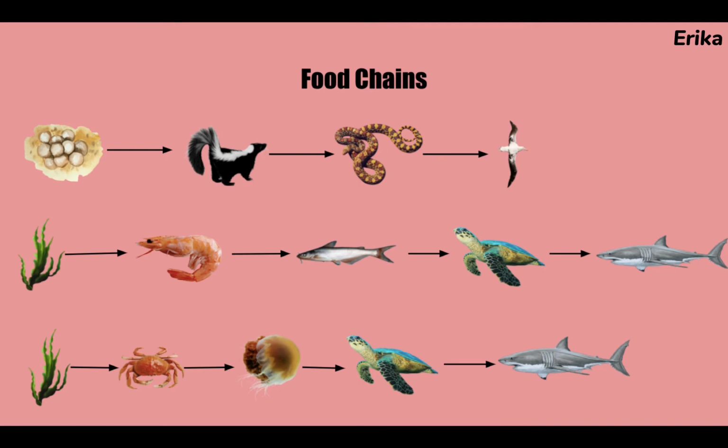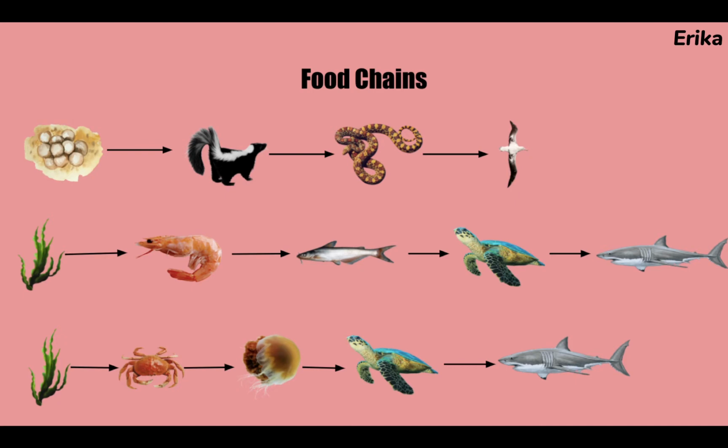We have 3 food chains. The first one starts with turtle eggs. Skunks eat turtle eggs, snakes eat skunks, and seabirds eat snakes. The second one starts with algae. Shrimps eat algae, fish eat shrimps, turtles eat fish, and sharks eat turtles.